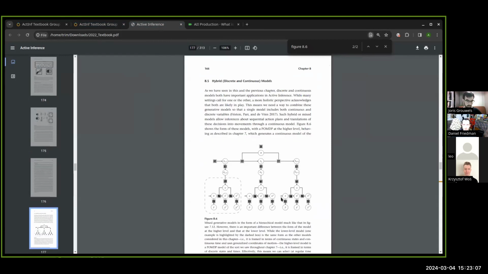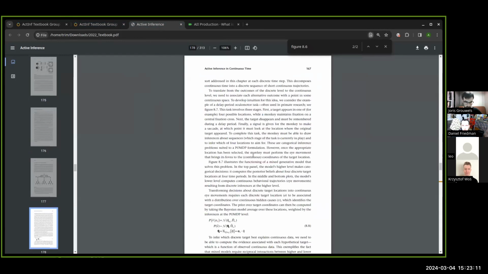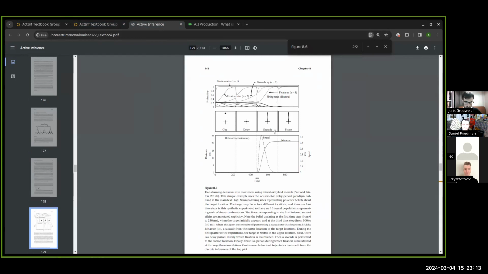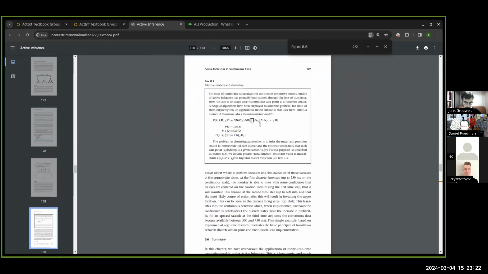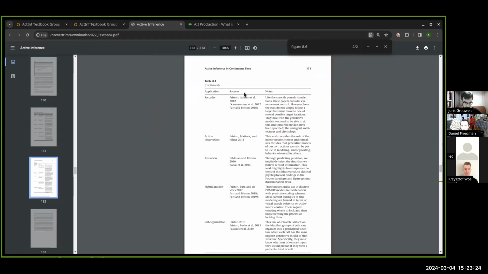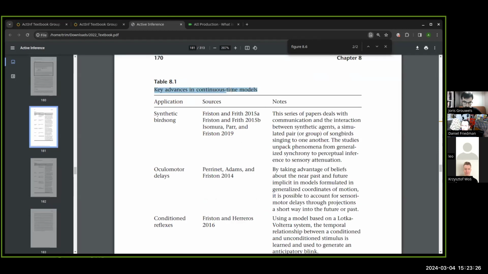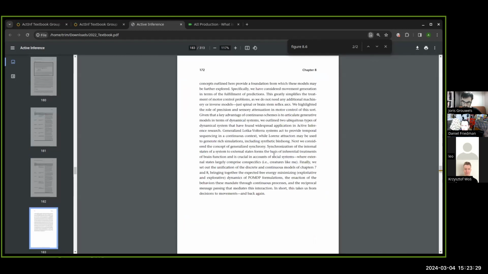Then it just says, and you could put that continuous model at the lower level of a discrete time model. And here's an example of what that looks like. Like at the higher level is which location to fixate upon. And then the continuous lower levels like the saccade movement. And then there's a few settings where that's been studied. And that's the whole chapter. George?